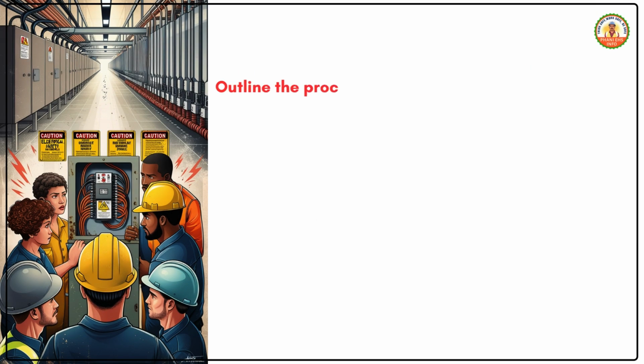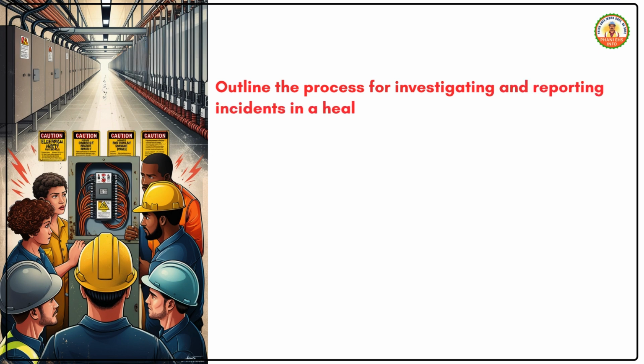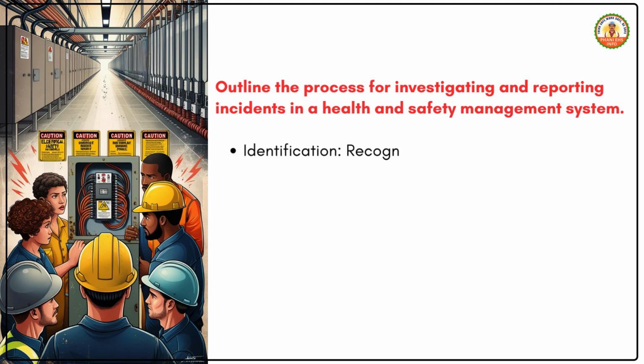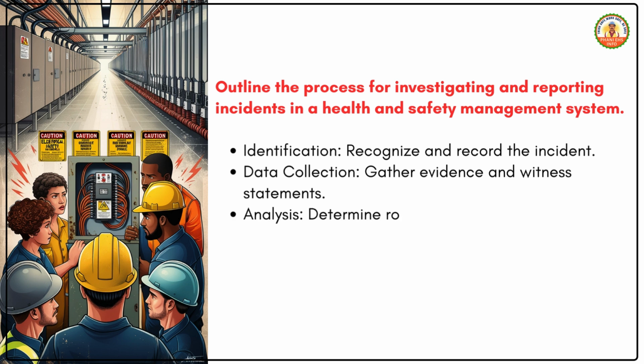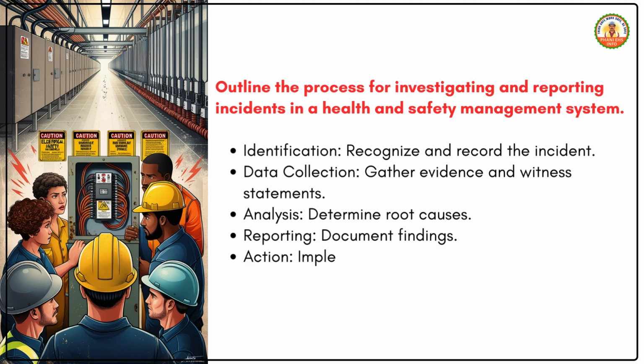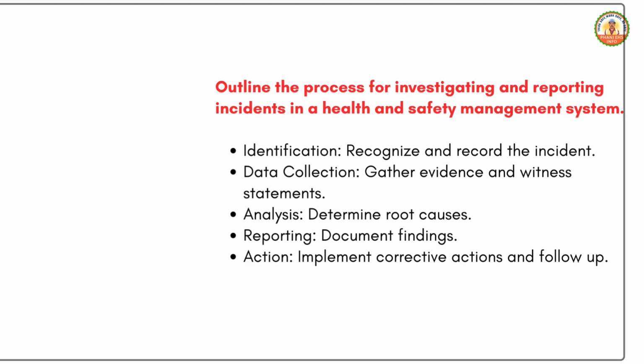Outline the process for investigating and reporting incidents in a health and safety management system. Identification, recognize and record the incident. Data collection, gather evidence and witness statements. Analysis, determine root causes. Reporting, document findings. Action, implement corrective actions and follow-up.